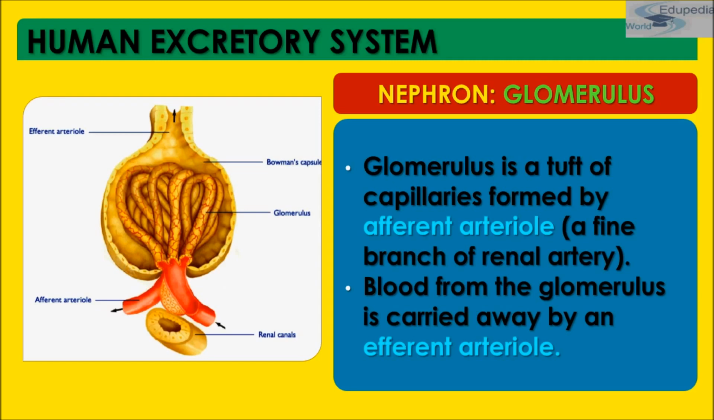As you can see, the diameter of the afferent arteriole is larger than that of the efferent arteriole, because the efferent arteriole then forms a network of capillaries around the tubular region, and these capillaries are called peritubular capillaries. See, this efferent arteriole will go here, and it will form peritubular capillaries, okay?